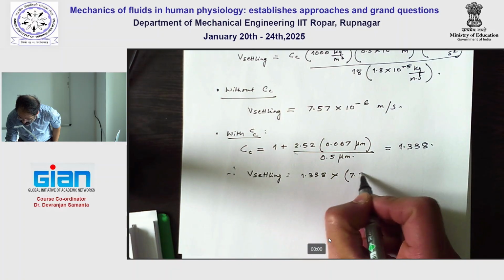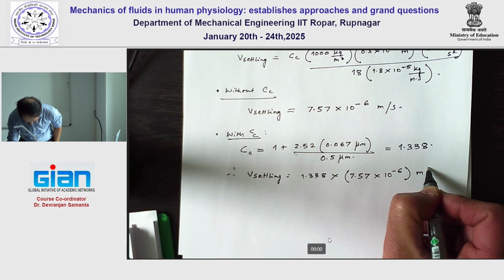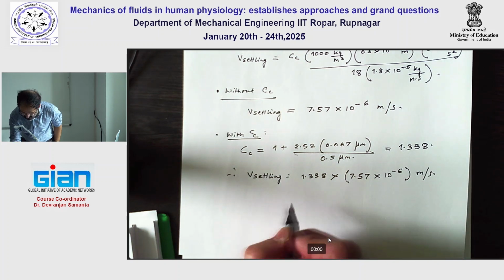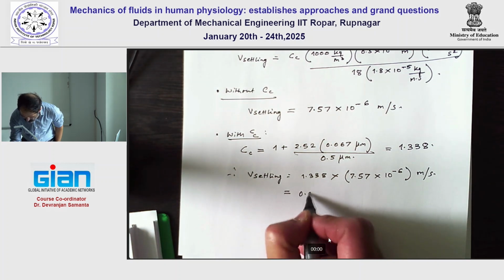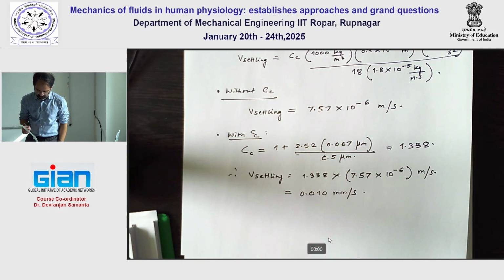So 7.57 times 10 to the power of minus 6 meters per second. So what I have here, converting the units, is 0.010 millimeters per second. Is that what you found?